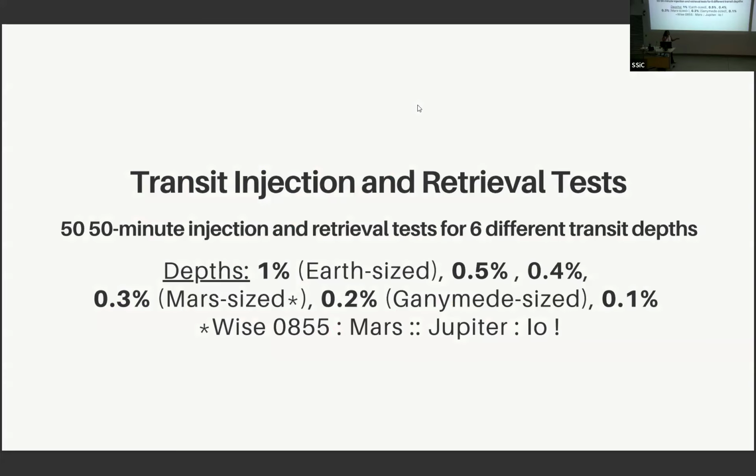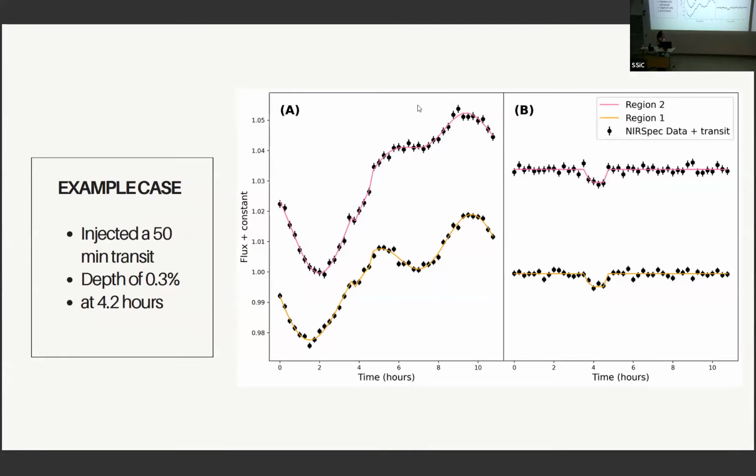And so whether or not there's a transit in the data is not necessarily going to guarantee that we'll see it. So we have to test the performance of our models. So this is some injection and recovery tests that we've done for this work. I have 6 different transit depths, and for each of them, I had 50 random injections to see how well we were able to recover them. And this is an example here. So we injected a 50-minute transit of 0.3% at about 4 hours.